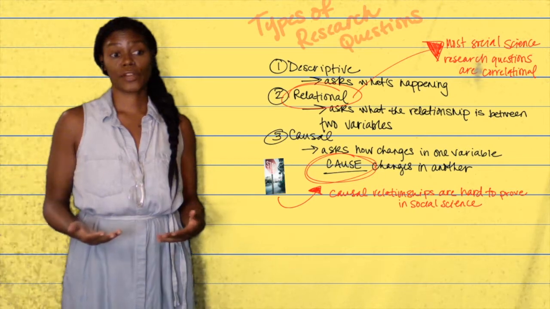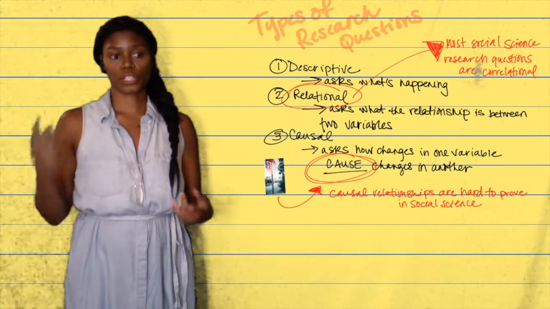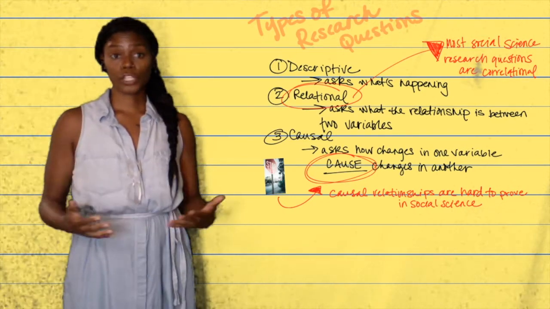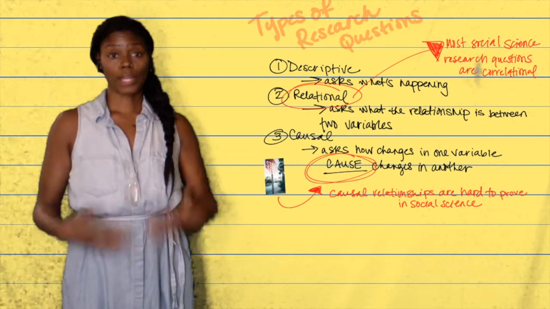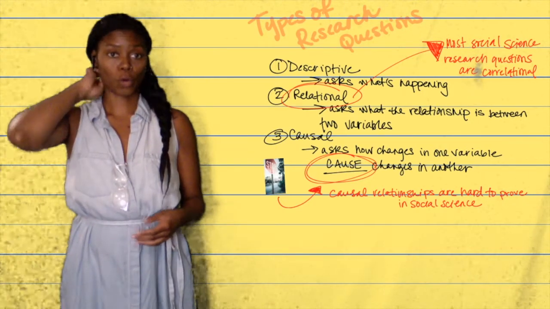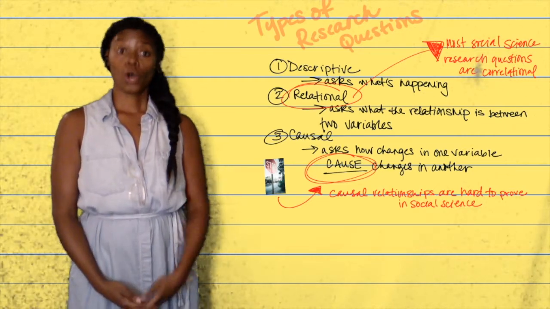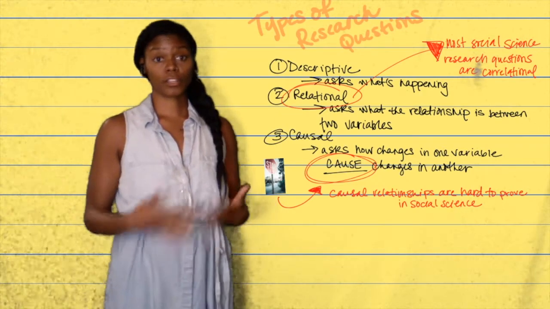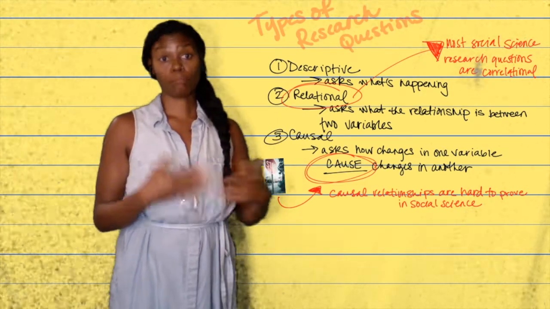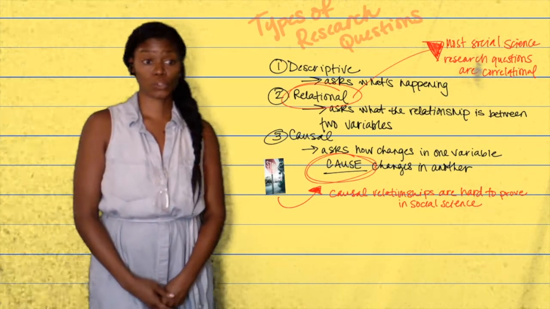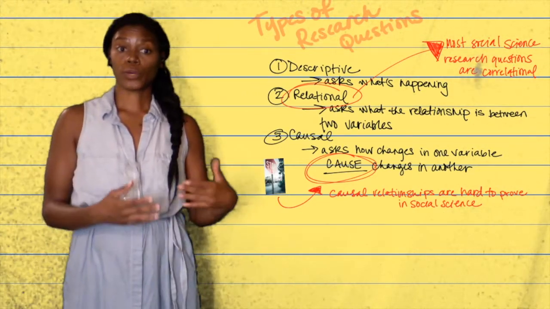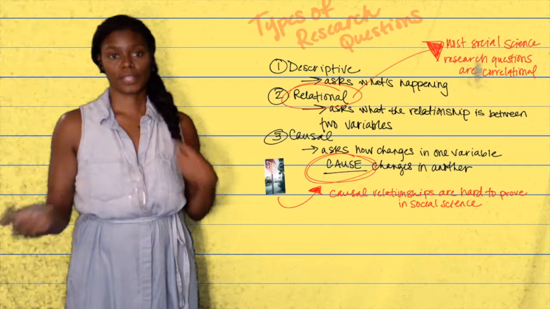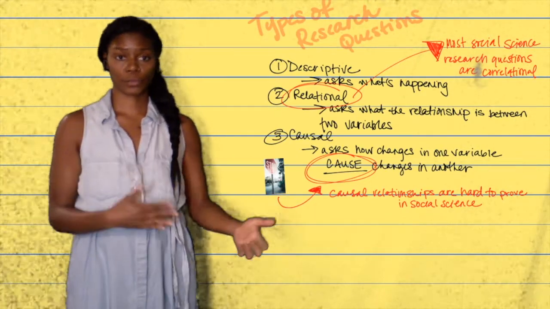In the social sciences, there are three types of research questions: descriptive, relational, and causal. Descriptive is really just trying to understand what is happening at a particular moment or with a particular group of people. Relational research questions are what we do mostly in the social sciences, and they're trying to understand the relationship between multiple variables in the social world. And then causal is where you're trying to see what changes in a particular variable cause changes in another. You're looking for that cause and effect relationship.